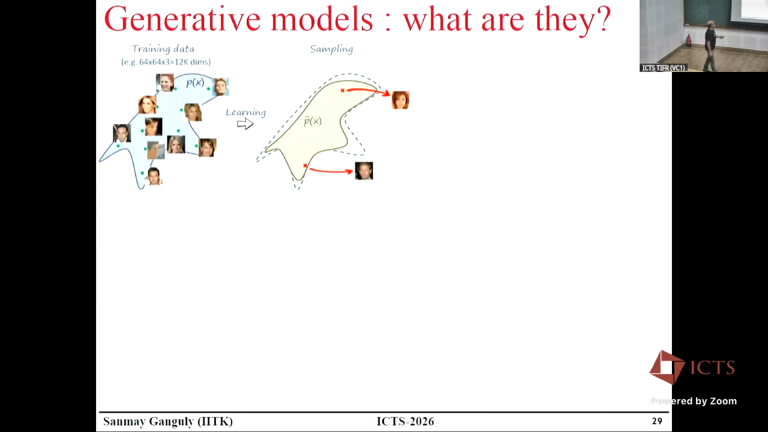Okay. Now I have talked a lot about classification, regression, and things like that. But now there are other classes of machine learning approaches and tasks which are called generative models.